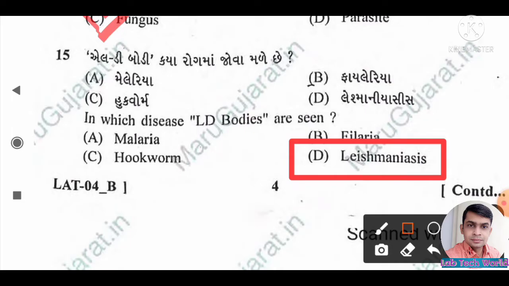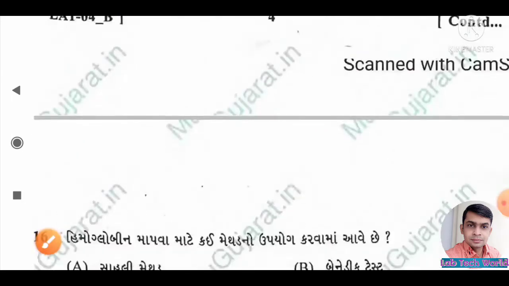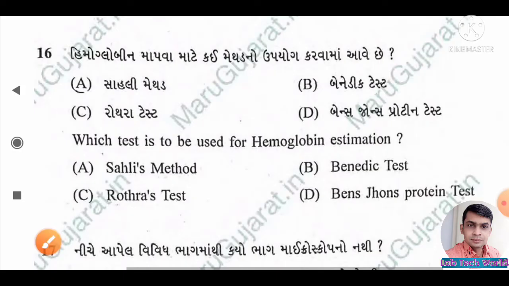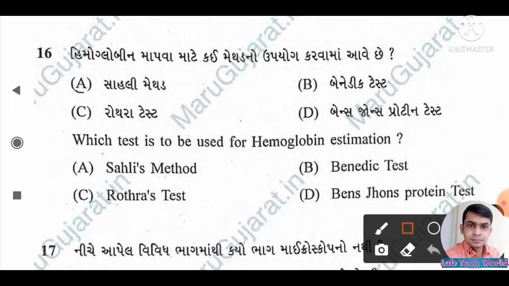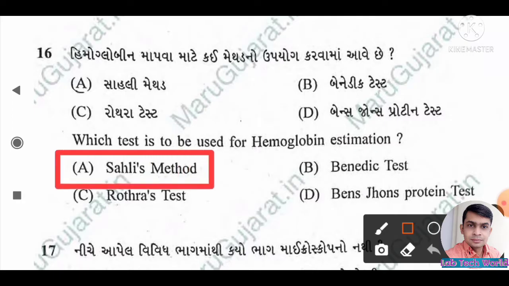Move to the next question, number 16. Which test is to be used for hemoglobin estimation? Options A Sahli's method, B Benedict's method, C Rothera's method, D Bence-Jones protein test. And the correct answer for this question is A, Sahli's method is the method used for the hemoglobin estimation. So option A is the correct answer for this question.